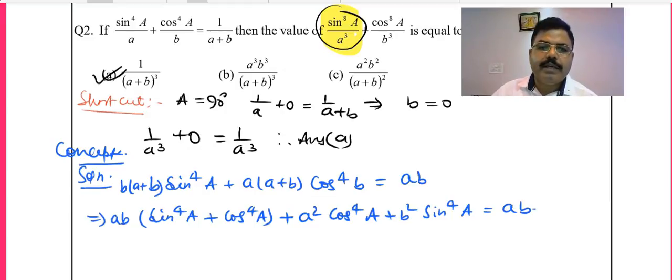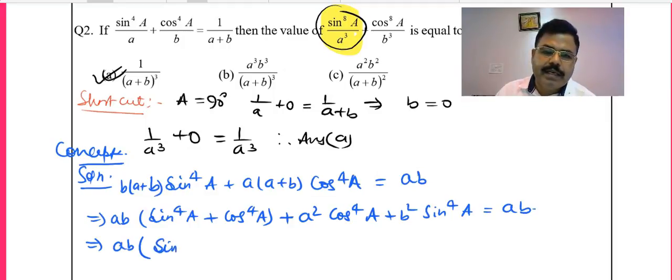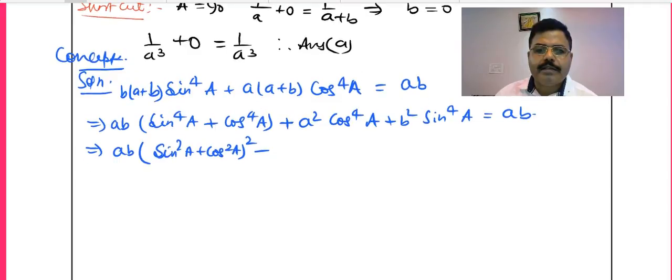So that can be written here. I hope you got it. Now moreover, I can write here sine square whole square plus cos square whole square, and a square plus b square can be written as a square plus b square whole square minus 2ab. So sine square a plus cos square a would be 1. Can I write it directly? Let me write this, and then minus 2 sine square a cos square a. Can I write like this? Yes.